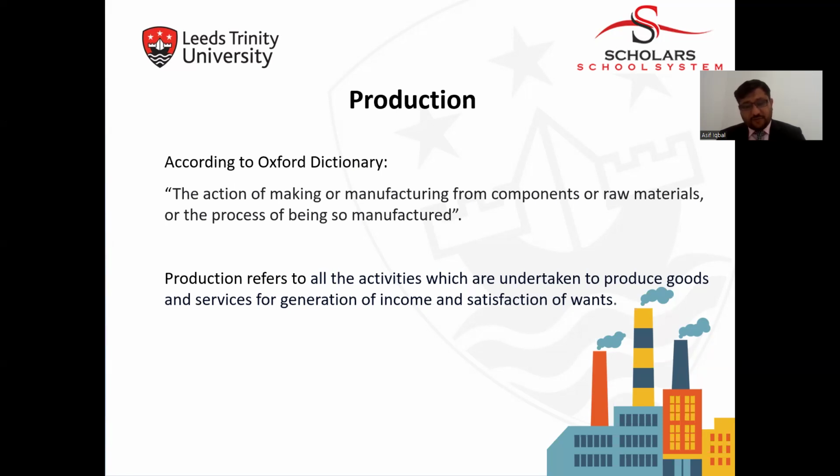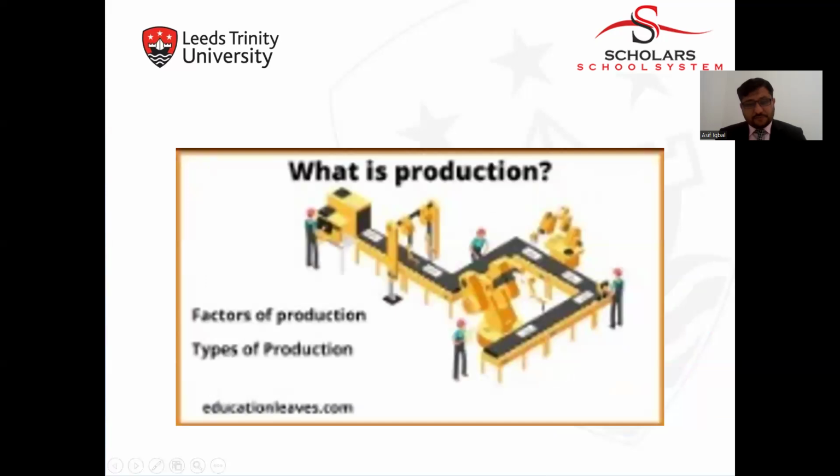and satisfaction of wants. So it involves all the activities that are done to produce the goods and services, to generate more and more income for the business and satisfy the needs and wants of the customers. What is production? These are factors of production and types of production.